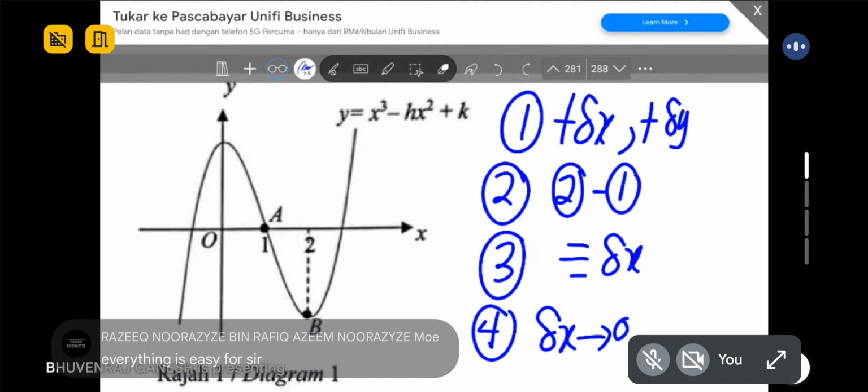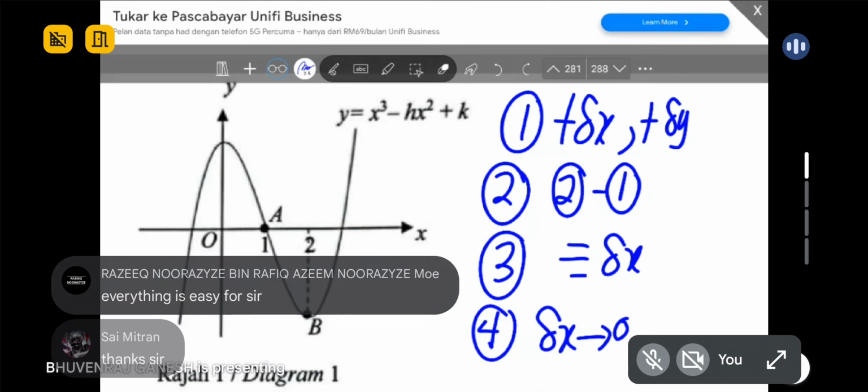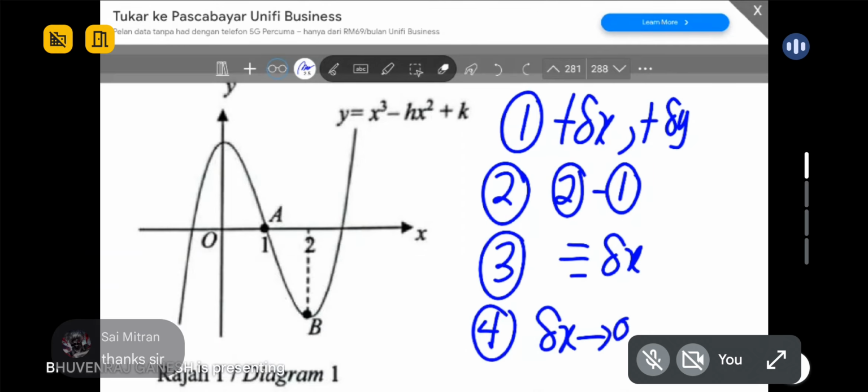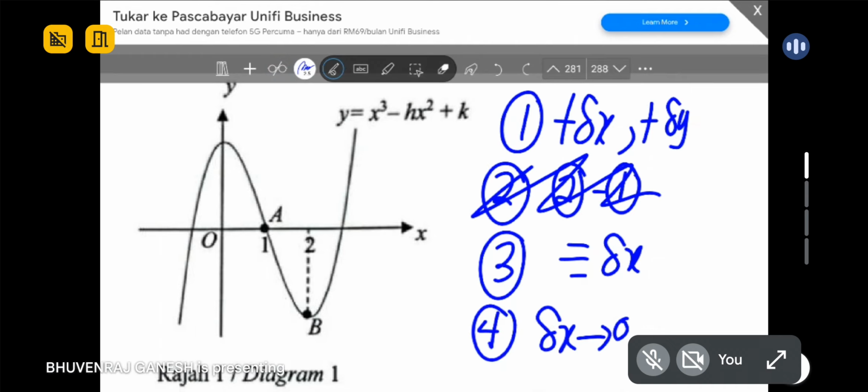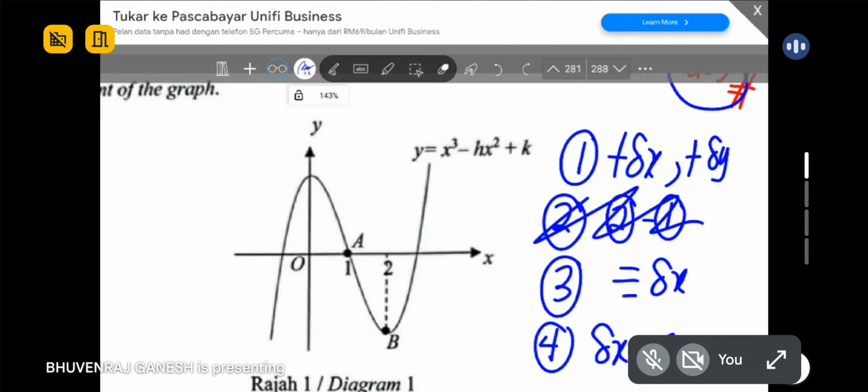Finish. Okay? The rest is all just algebra. The rest you guys just expand. That's all. But the concept of differentiation is this 4. Okay, actually number 2 is not differentiation. Number 2 is simultaneous equation. So actually only 3 steps is the concept of differentiation. If they ask first principle, oh, can one. Simple only. I got do before.